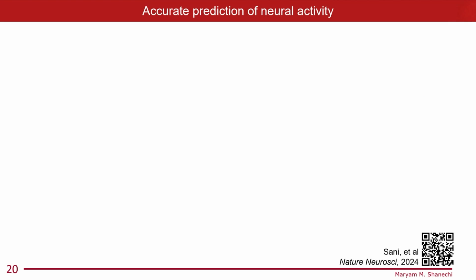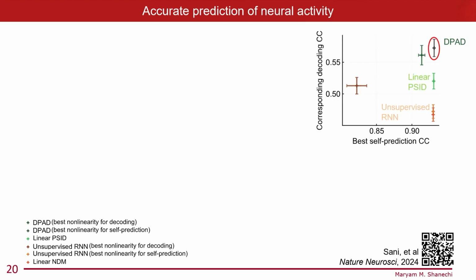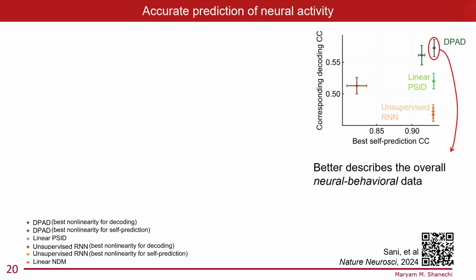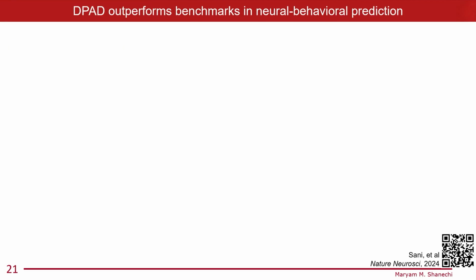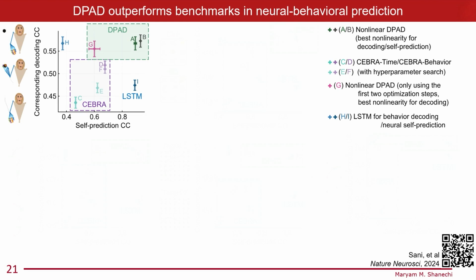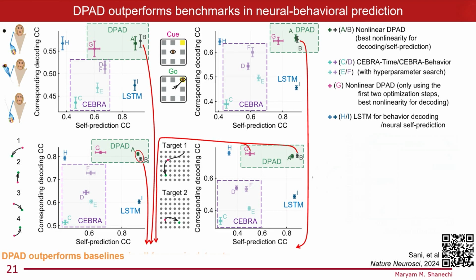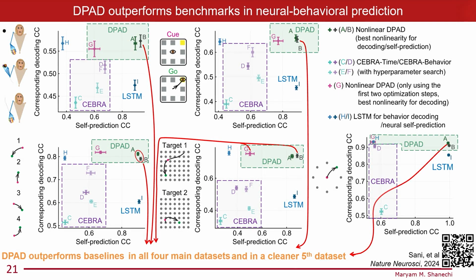Now, that's just behavior. What about neural activity? This is, at the end of the day, a neural behavioral model. So we compared the neural self-prediction as well with alternatives such as PSID or RNNs that were unsupervised. And we found that not only did it do better in terms of decoding, but did as well or comparable in terms of neural prediction, thus describing overall the neural and behavioral data sets. And we compared to a few benchmarks, LSTMs or Zebra, which is a contrastive network. And we found that both in our data sets as well as the data sets in which Zebra was trained on, DPAD actually outperformed LSTMs and Zebra.